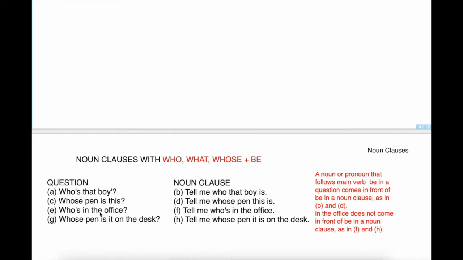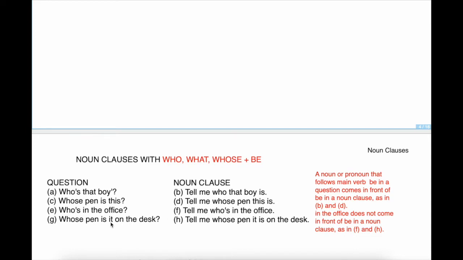Who's in the office? Here, who is the subject in this sentence. So, since this is the subject, in noun clause I don't make any change. Tell me who's in the office. Burada görüldüğü gibi hiçbir değişiklik yapmıyorum, çünkü who zaten cümlenin subjesi.